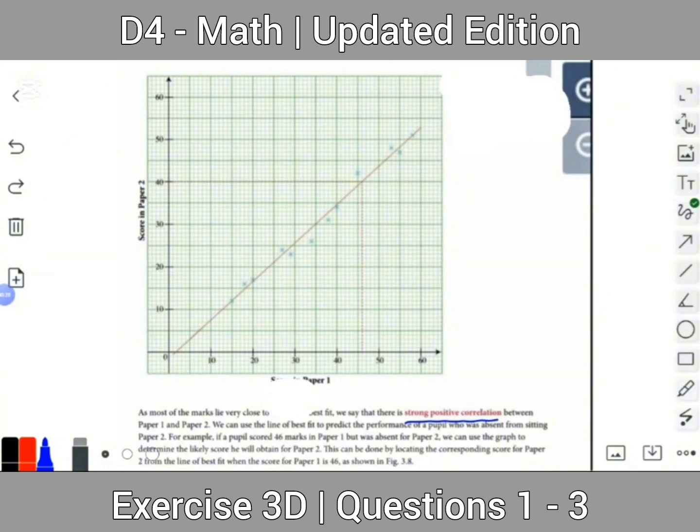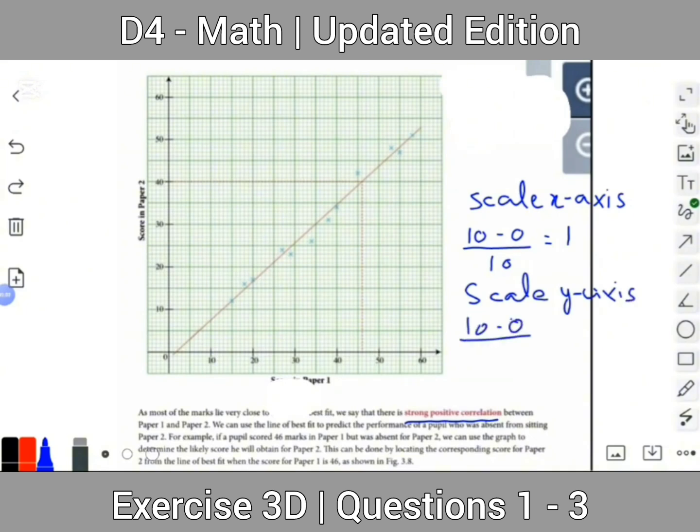So for example, if a pupil scored 46 marks in paper 1, here we have to see 46. First we have to understand the scale on the graph. So the scale along the x-axis is equal to 10 minus 0 divided by the total number of squares between these two points, and this is 10, so it will be equal to 1. Now the scale along the y-axis, on the same lines, we have 10 minus 0 divided by 10, and it gives us 1. So each square unit along the x-axis and y-axis is equal to 1.